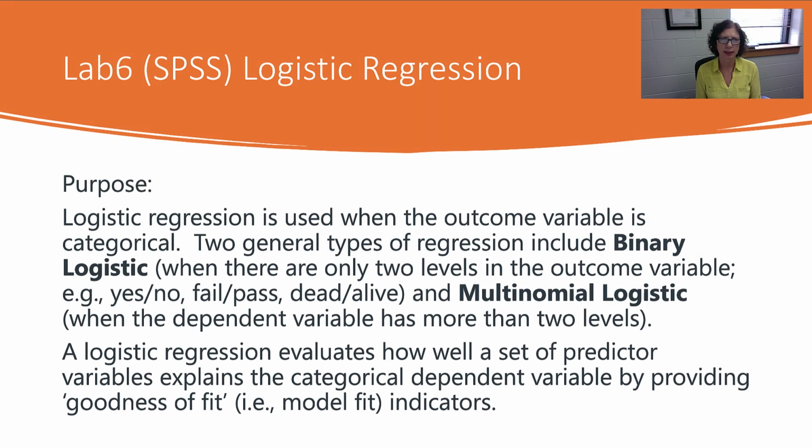So starting our Lab 6 in SPSS for logistic regression. And again, logistic regression is used when our outcome variable is categorical. And the two types of regression are binary logistic and multinomial logistic. And it just is determined by how many levels are in the outcome variable. The one we'll be using in this lab is binary logistic.